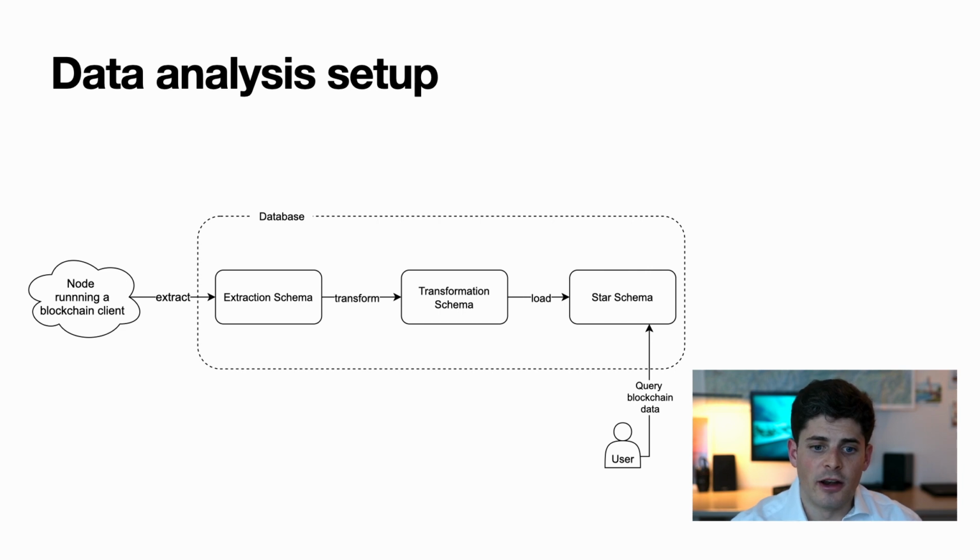Here we see the data analysis setup. A node running a blockchain client is synchronizing the blockchain and verifying each transaction. In our case, this is Open Ethereum for the Ethereum blockchain. The data is then extracted from the node and stored in a temporary extraction schema. Later on, it is moved into a transformation schema where transformation steps are carried out in order to be able to aggregate data and derive further information from the extracted data. This can be, for example, account balances or the weekday of a transaction. All of this data is then loaded into a star schema and it is ready to be curated by the user.